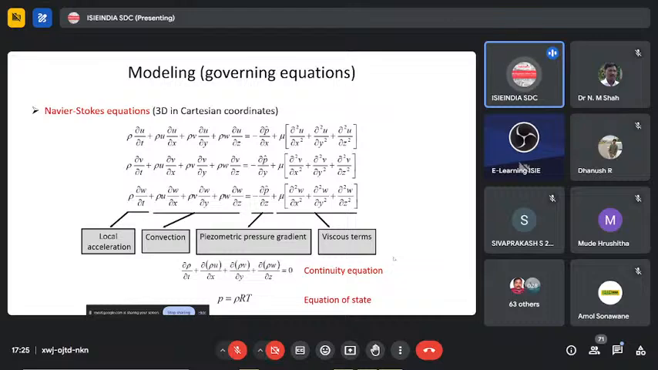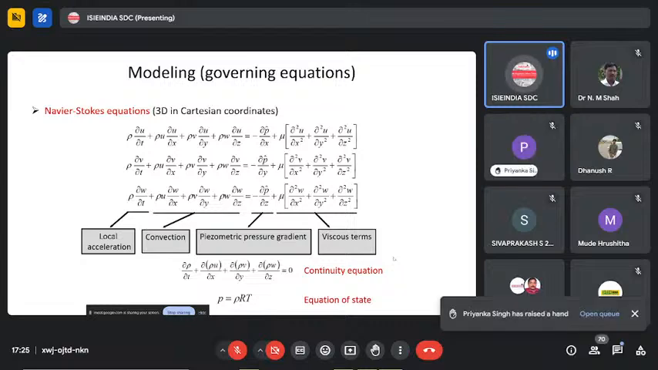Then the piezometric pressure gradient represents the pressure acting on the fluid, driving it to move from high to low pressure regions. When there is a pressure difference, it represents the pressure force, how much pressure force is acting on the fluid. If we go for the viscous term, this term accounts for the internal friction within the fluid due to its viscosity, which resists the flow and dissipates energy.